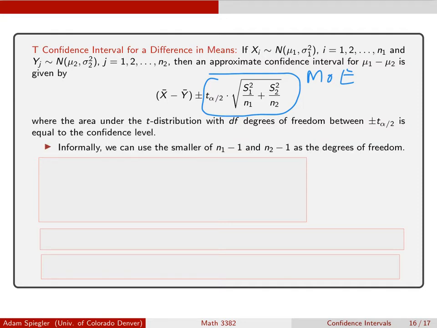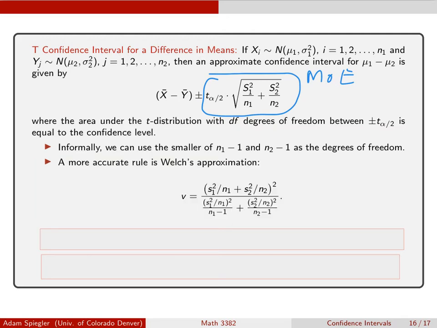First, if you're not using technology, then informally, it's not too bad of an estimate to pick the smaller of the sample sizes and use that as the basis for calculating the degrees of freedom. So I would say which of these two is smaller, n1 or n2, and then my degrees of freedom are going to be the smaller sample size minus 1. That's a rough approximation.